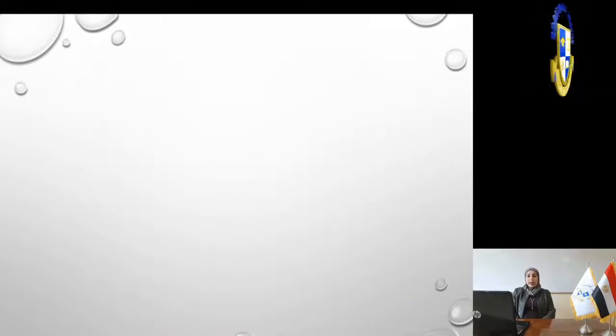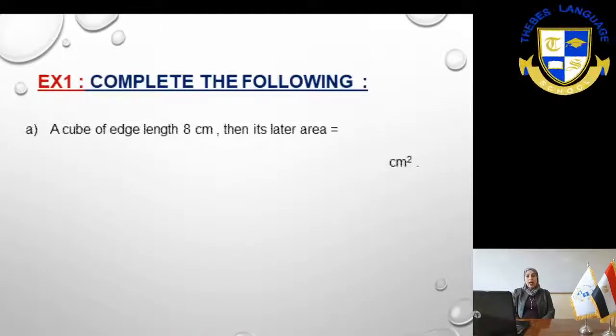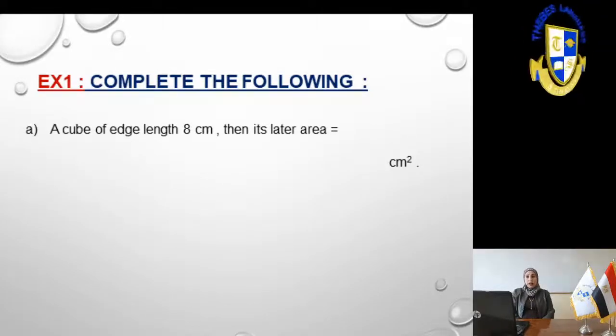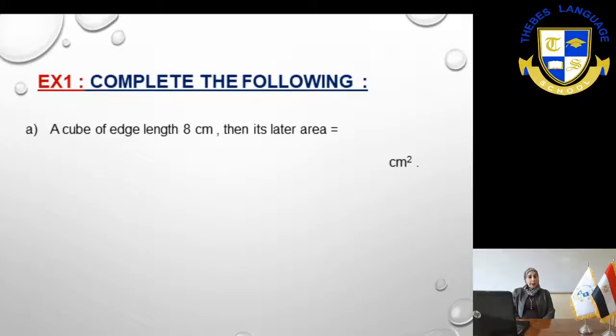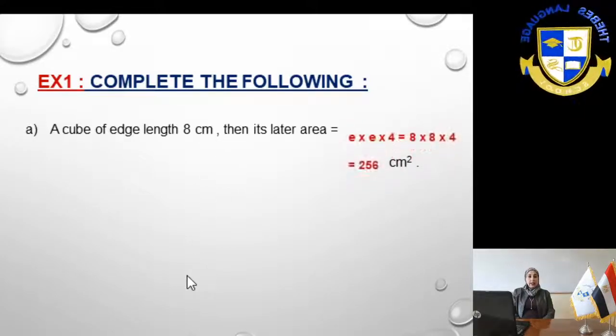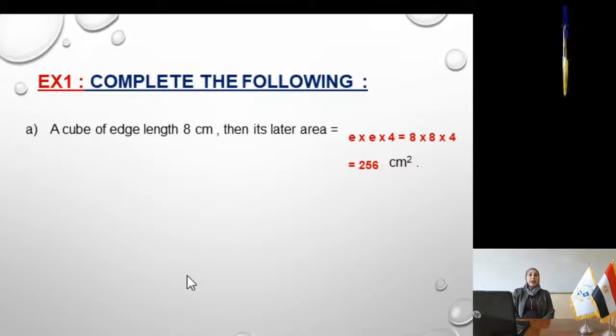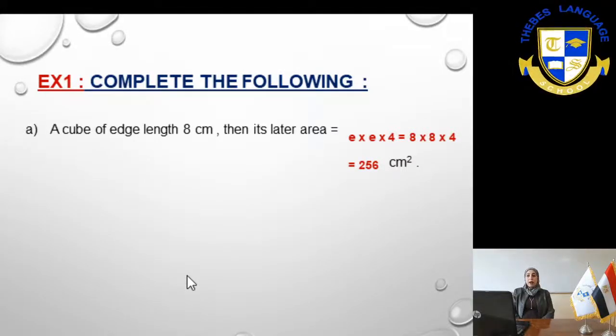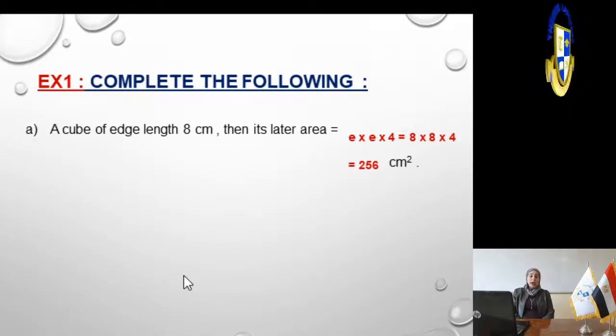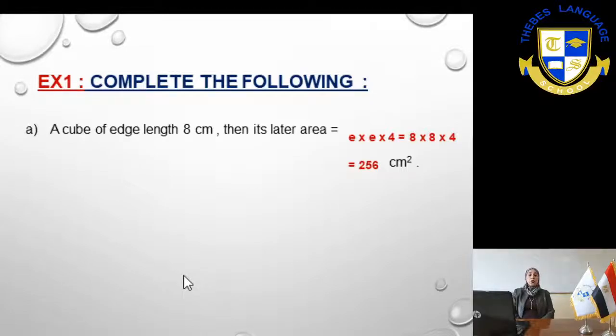Okay, complete the following. Letter A: a cube of edge length 8 cm. Then its lateral area equals, as we said, the area of one face multiplied by 4, which means edge times edge times 4, equals 8 times 8 times 4, which is 256 centimeters squared. And of course, our unit should be centimeters squared, because here we're calculating area.